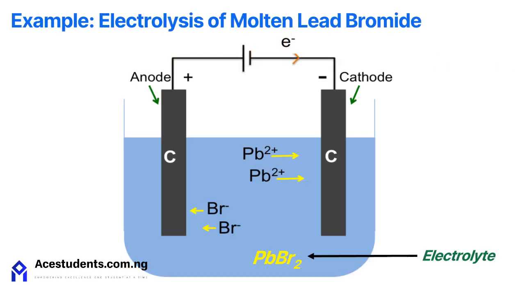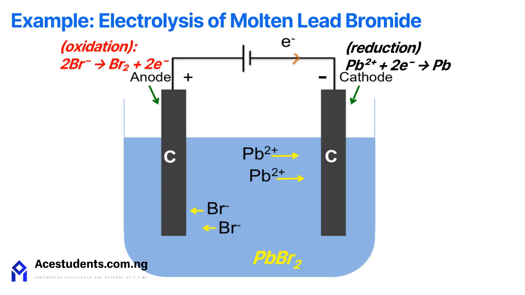Now let us apply this to an example. We will look at the electrolysis of molten lead bromide. When electricity is passed, the lead ions move to the cathode, and the bromide ions move to the anode. Exam tip: always check which ions are present in the electrolyte before predicting the products.